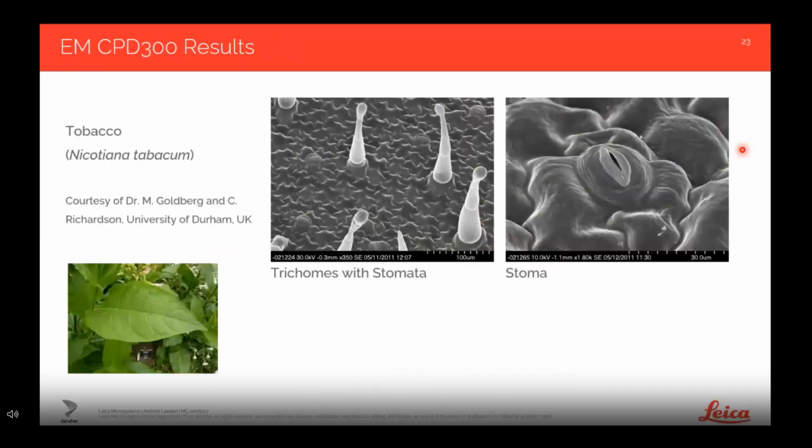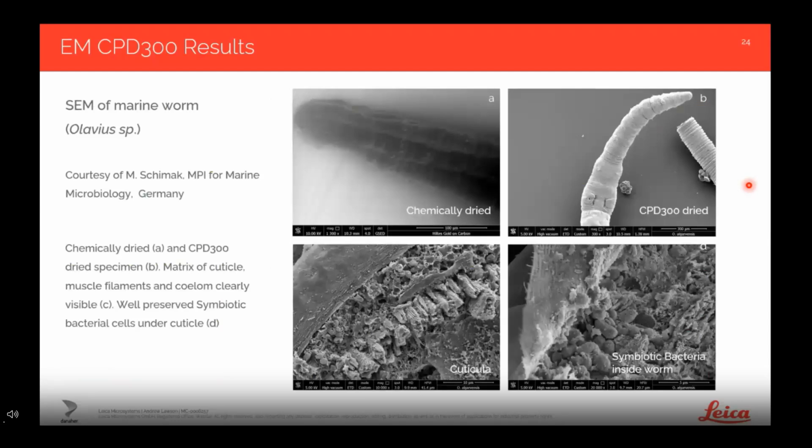Okay. So now I have a number of examples of actual critically point dried samples. The first set of examples is from a tobacco leaf, so plant sciences. You see the stomata are well prepared, well preserved. We see quite a number of applications for marine biology as well. This is a marine worm, first chemically dried and then critically point dried. The chemical drying preservation is not too bad, but the critical point dried sample is preserved much more finely.